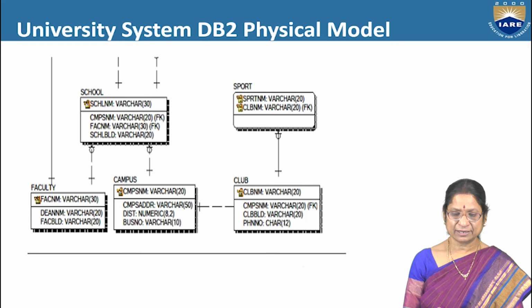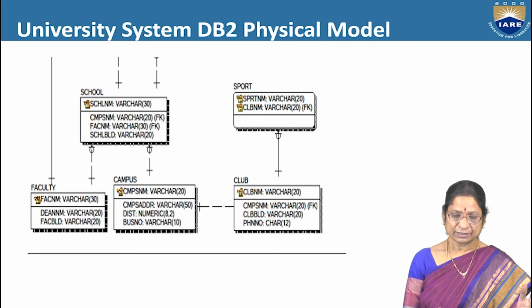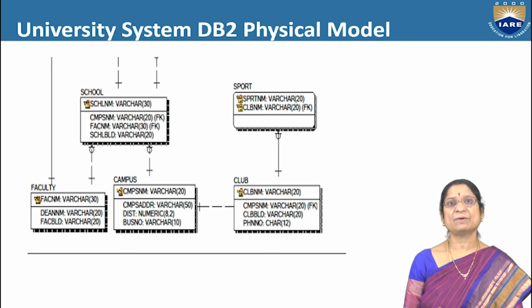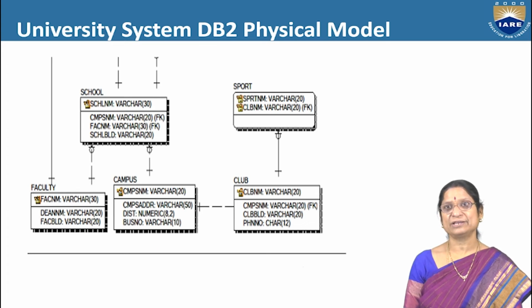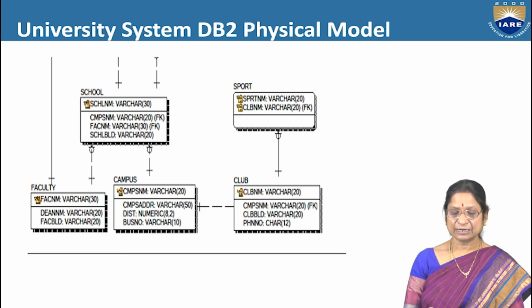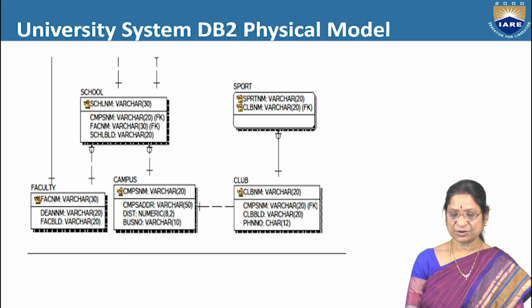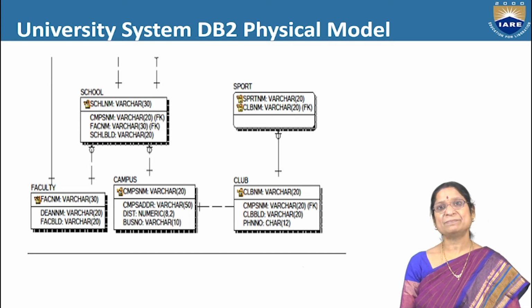That is the primary key, and campus and faculty name are foreign keys. You consider sports. Sports belongs to club now. So that's why sports name is a primary key, but club name is a foreign key to which it belongs. Club belongs to campus. So that's why campus name is a foreign key, and club name is a primary key in this reason.